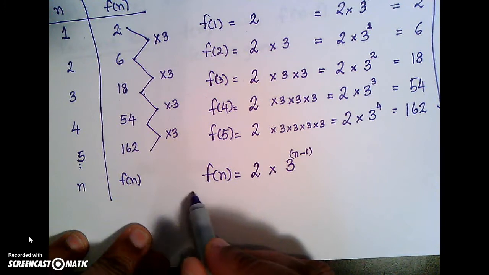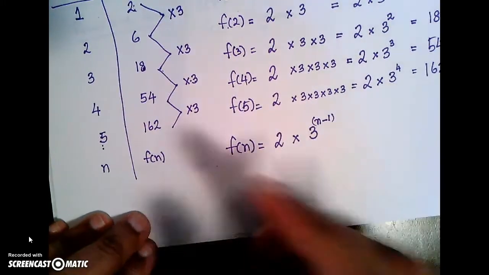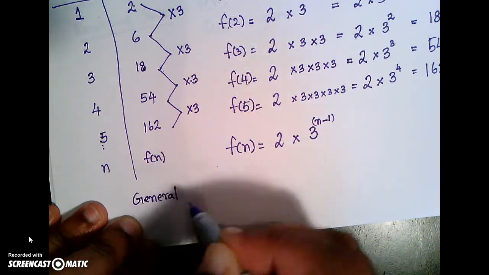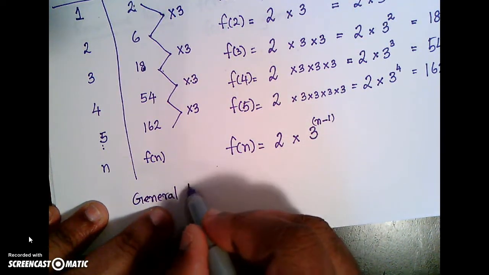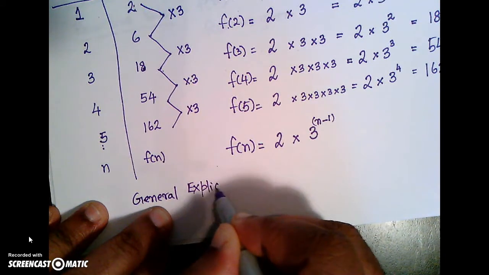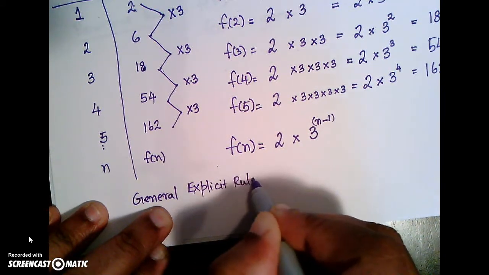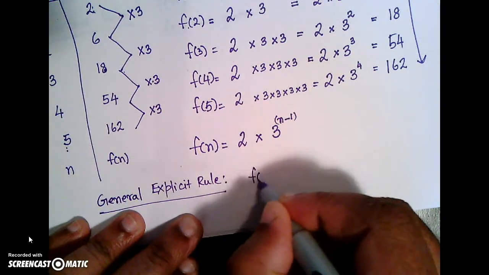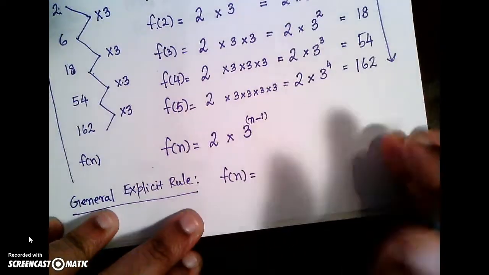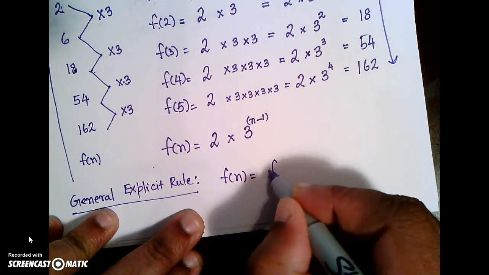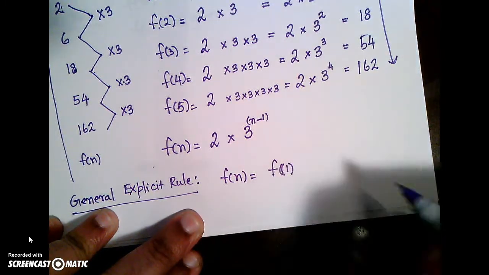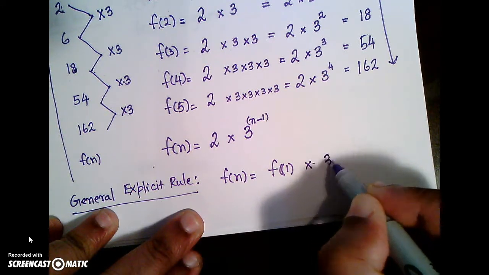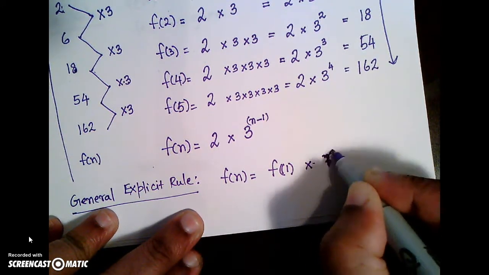Okay, so if I have to write a general explicit rule for any geometric sequence, f of n equals my first term, which is f of 1, and I multiply it by the common ratio, which is represented by the letter r.